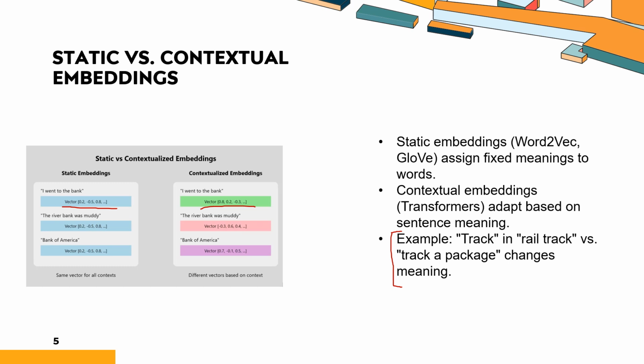If AI only used static embeddings, it wouldn't know the difference. This is where contextual embeddings come in. Instead of having a fixed meaning, transformers adjust word meanings based on the surrounding words. That's why GPT can generate accurate responses. It understands words in context, not just as fixed definitions.